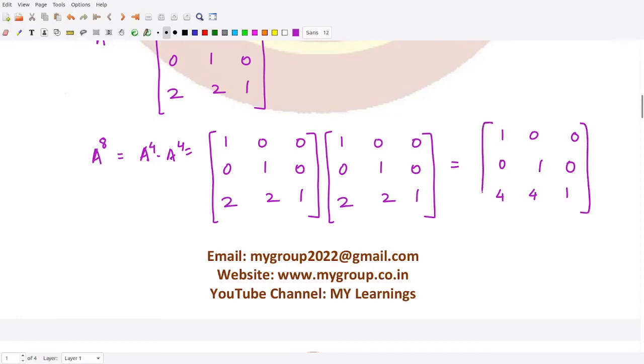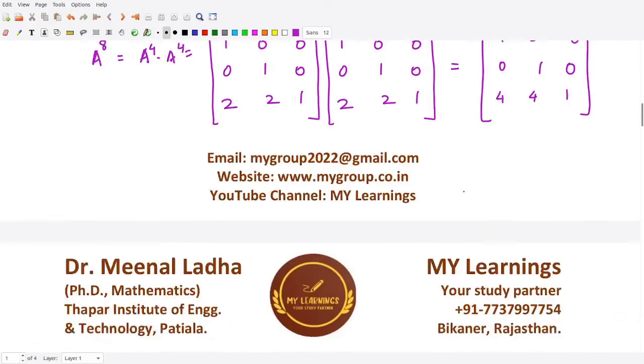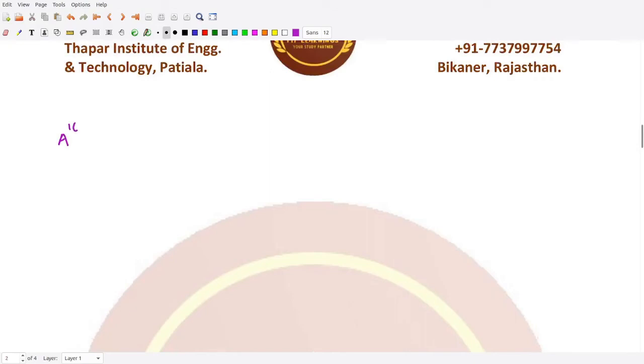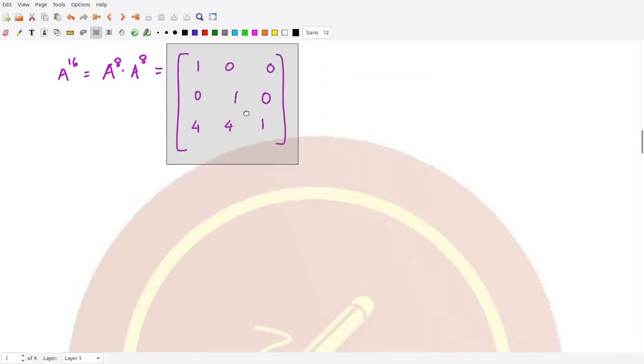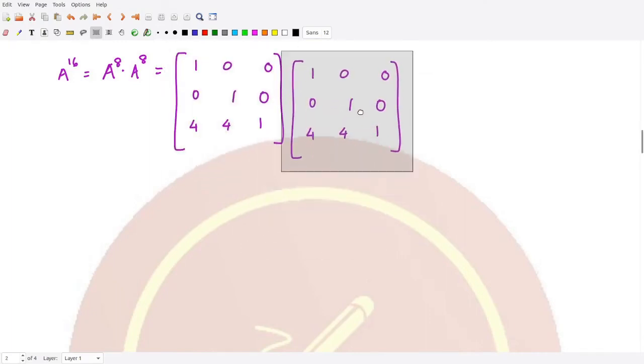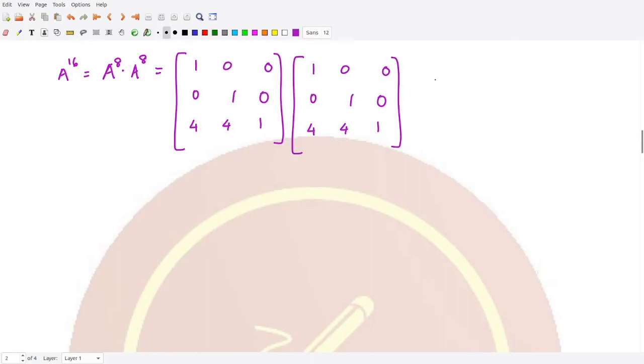Then, just to be sure, you can also calculate A to the power 16. So what would be A to the power 16? It is A to the power 8 multiplied with A to the power 8. And you already have A to the power 8 here. So we can take this matrix, write it here and here, and multiply both of these matrices together so that you have 1 0 0, 0 1 0, and 8 8 1.